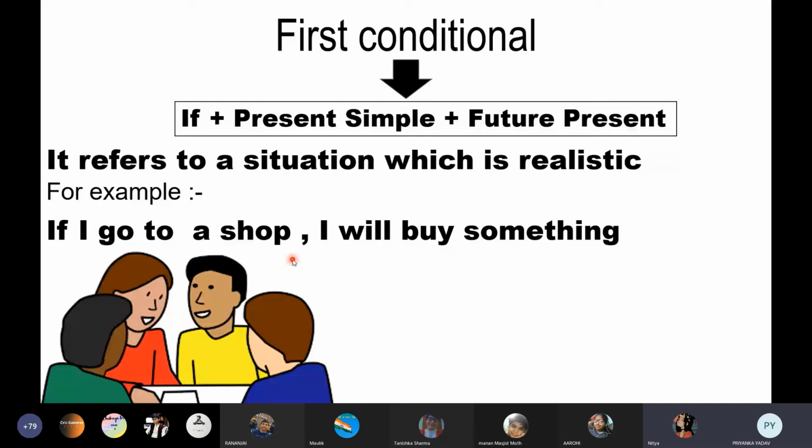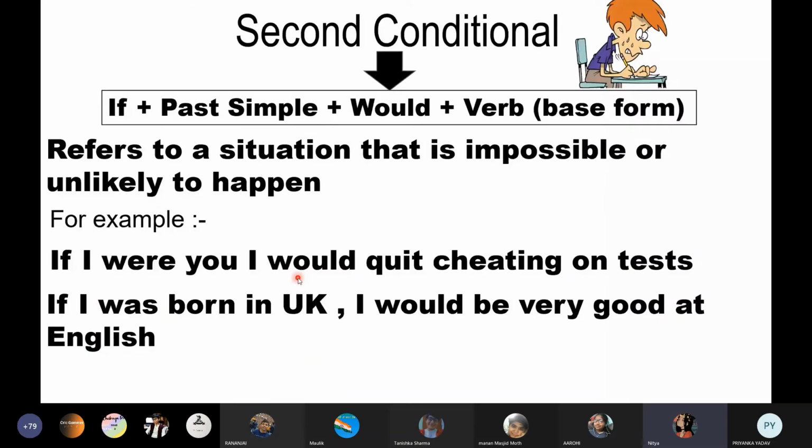Second conditional. It refers to a situation that is impossible or unlikely to happen. They are mostly used to talk about imagined or unreal ideas in the present and future. For example, if I were you, I would quit cheating on tests. I can't be you. Another example is if I was born in UK, I would be very good at English. I can't be born.